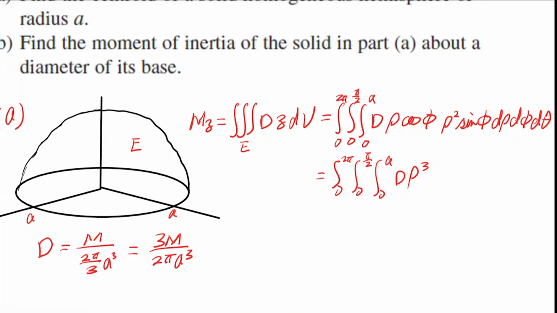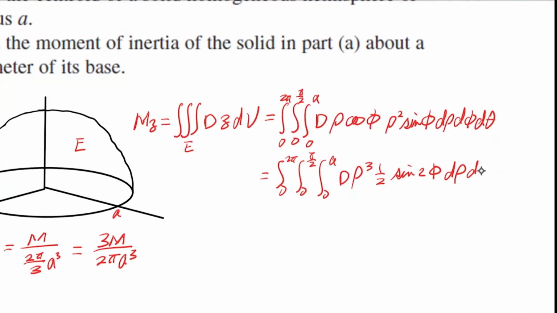I really don't like to integrate sine phi cosine phi. I guess we can do it. Chain rule. Do you want to do that, I mean, with the u-sub, or do you want to convert with the identity, 1/2 sine 2 phi? Of course, 1/2 sine 2 phi is infinitely better, isn't it? And then d rho, d phi, d theta. Y'all still with me?